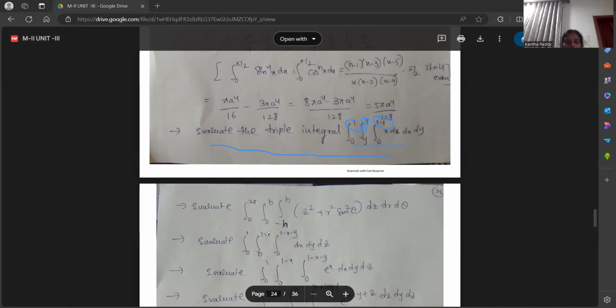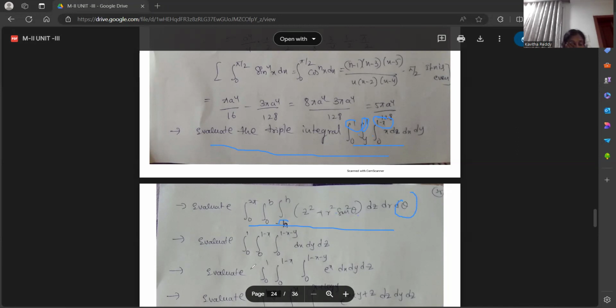Here one more problem is there, based on polar coordinates: the integral from minus h to h, 0 to b, 0 to 2 pi, of (z squared plus r squared sin squared theta) dz dr d theta. First you need to integrate with respect to z, then r, and at last with respect to theta.